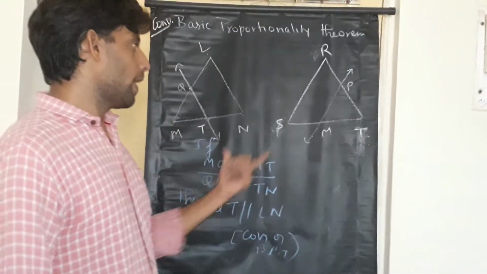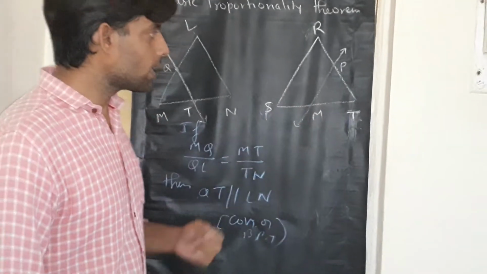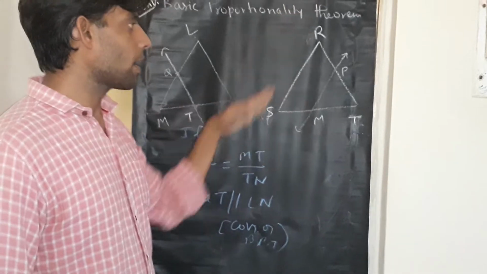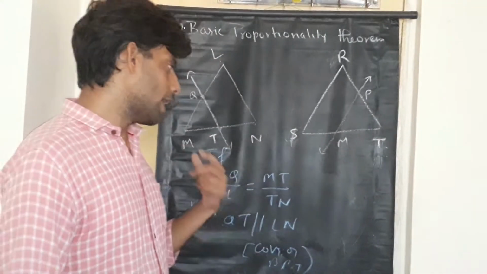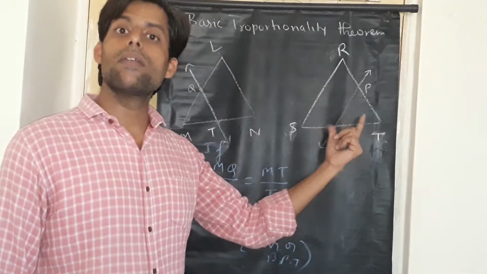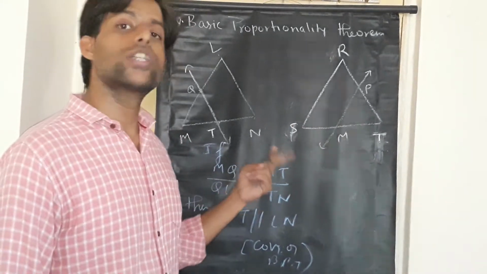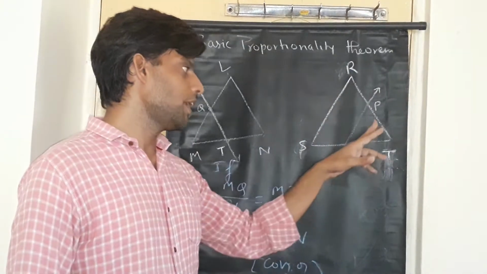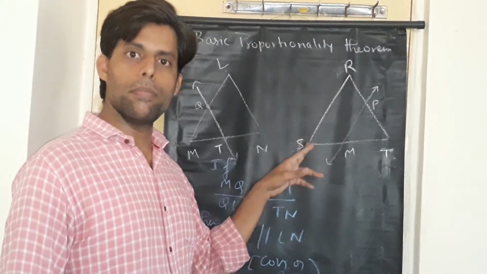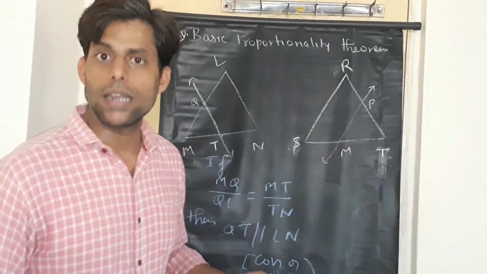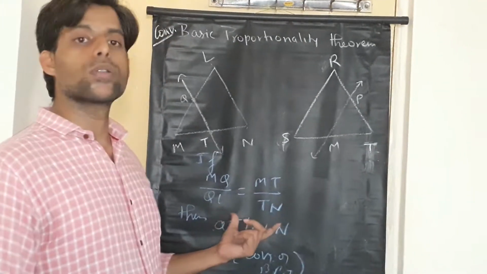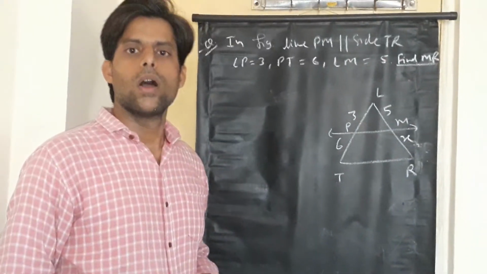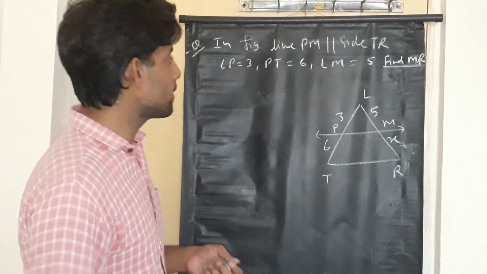Now, we can take the help of the second example to understand this in a better way. When will you say that PM is parallel to RS? So as I told you, the lines will be parallel when the ratios are equal. When TP upon PR will be equal to TM upon MS, we can say that the lines are parallel by converse of basic proportionality theorem.